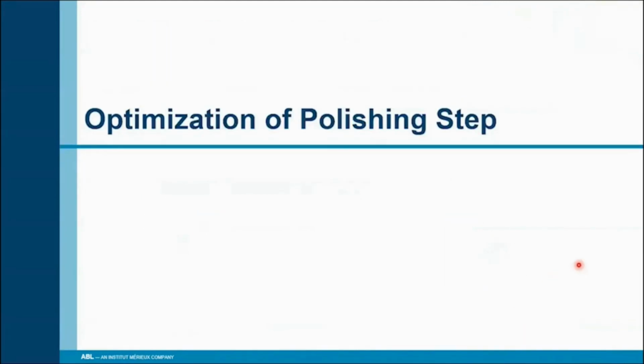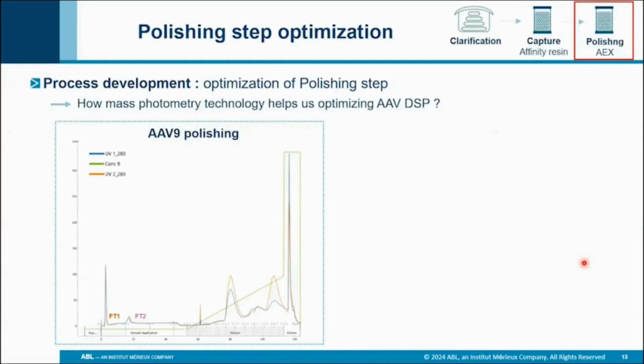Then I wanted to talk about the polishing step. The polishing step is maybe the most technical, challenging step in AAV processes, and that's the step where you want to enrich for your full AAV. So here, this is an example with AAV9 polishing. This was an experiment that we performed with a feed that we had no idea about. So we used our standard anion exchange chromatography protocol, and we ended up with this chromatogram.